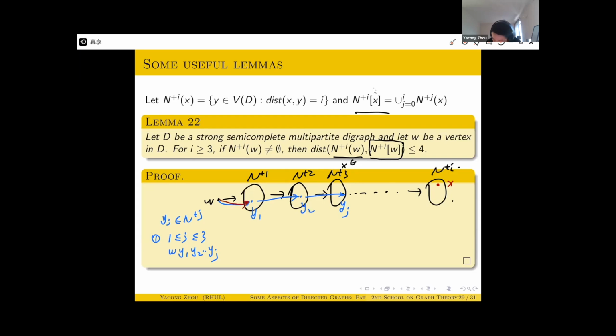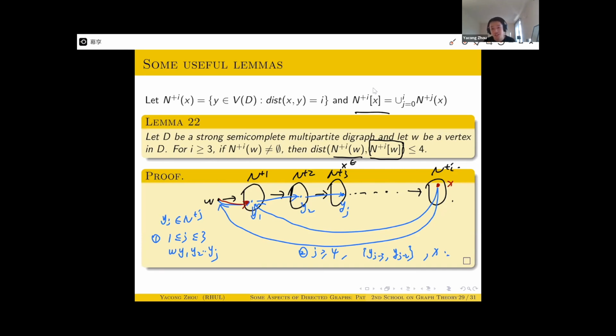And we consider this arc and this vertex here. By the observation, we can see that there must be an arc between them. And because x is in the ith outer neighborhood, the arc must be in this direction, x dominates y1, or x dominates w. So in either case, we can get a shortest path from x to yj. And for the case when j is greater than or equal to 4, the proof is actually similar. I will leave that to you. We actually only need to consider the pair yj minus 3, yj minus 2, and x. So I believe you can do that. It's just a similar argument.